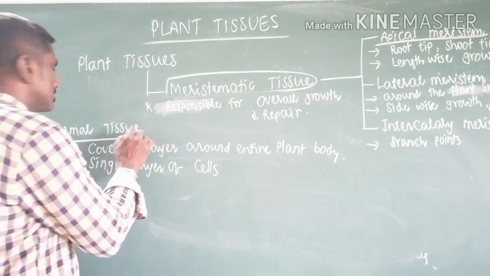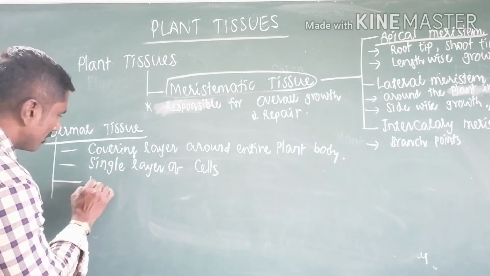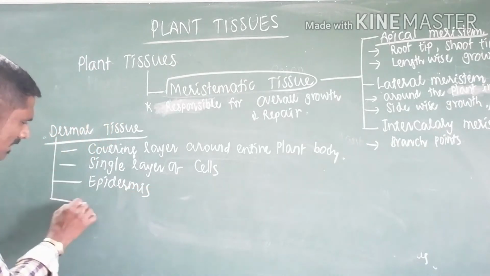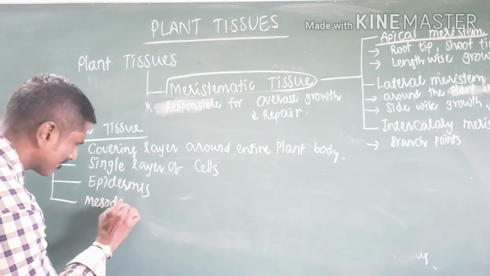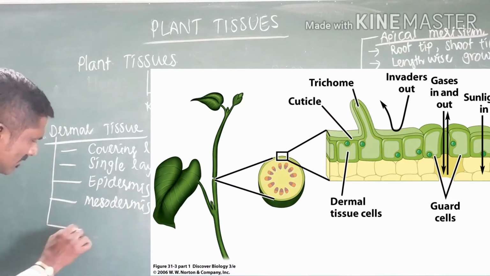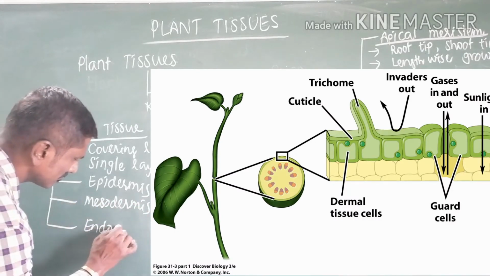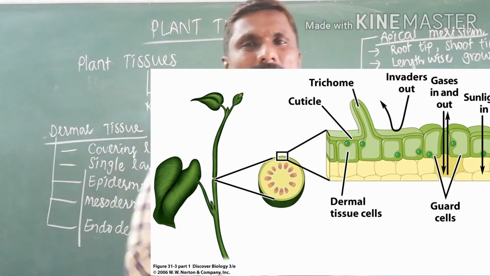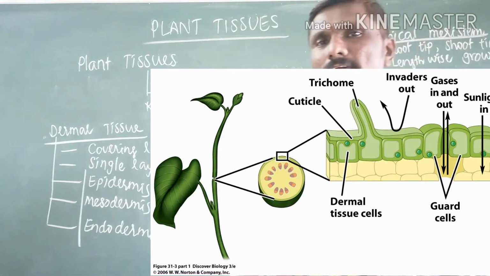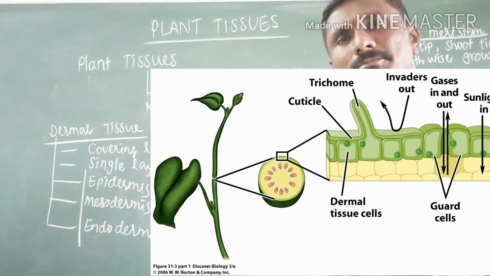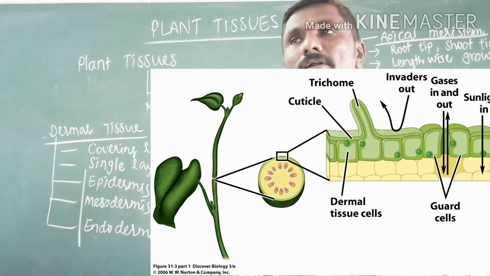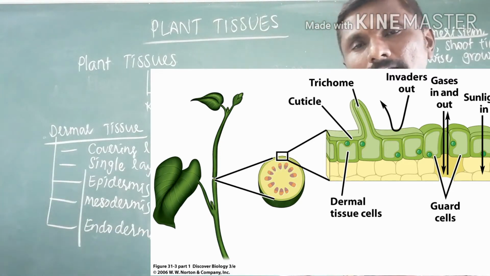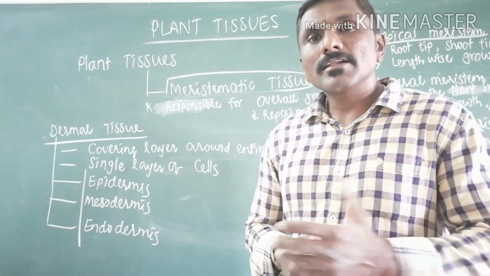This dermal tissue is again divided into the epidermis, mesodermis and endodermis. Dermal tissue is a covering layer around the plant body, and it possesses a single layer of cells with different shapes and sizes depending on their function. Dermal tissue is differentiated into the epidermis, mesodermis and endodermis depending on the thickness and location of the cells.